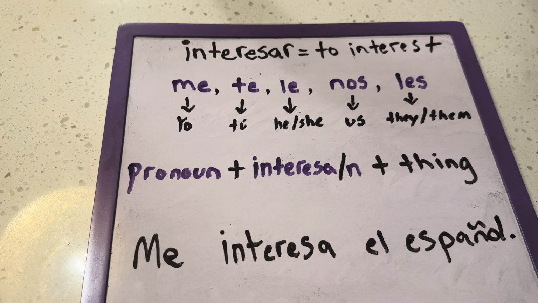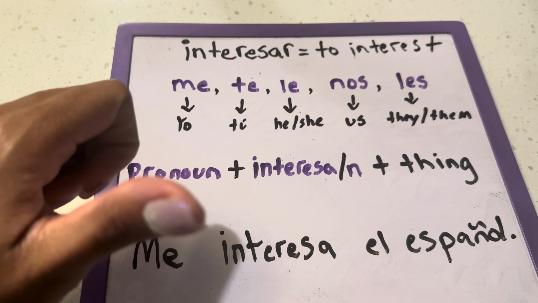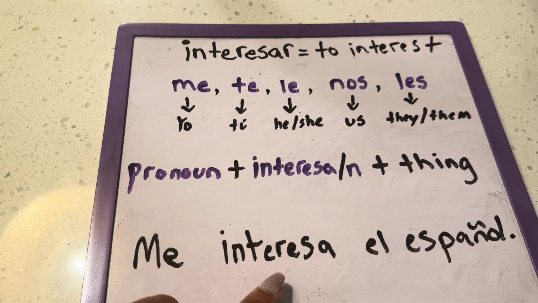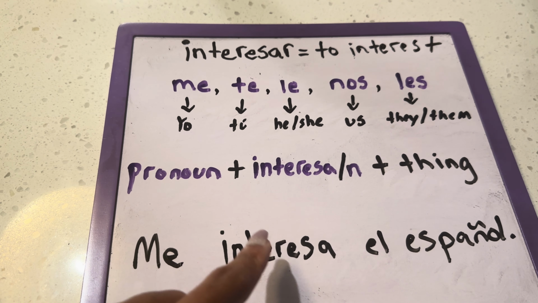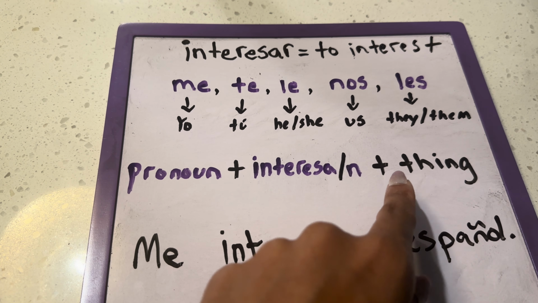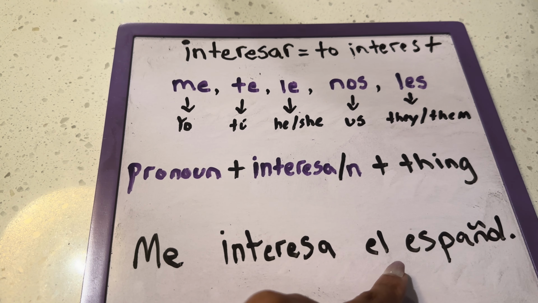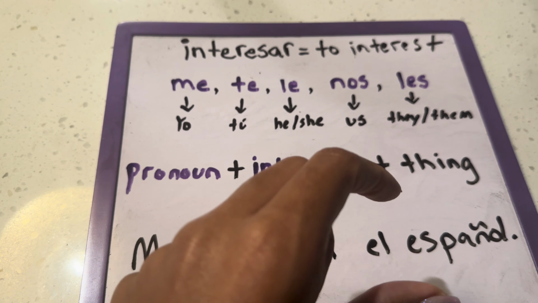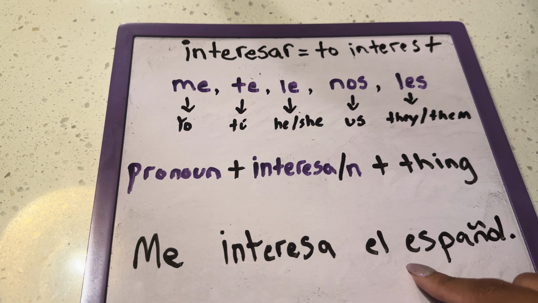So let's break it down on why this sentence says what it says. Me, because I'm talking about myself here. So we would use the yo form of the pronoun, me. Interesa, which is the next part of our equation. And then el español, which is the thing part of the equation. Now, if you look here, el español, it is one language, one concept, one thing. So that's why it is interesa, because it's literally just one thing. All right, so that's how we say, I'm interested in Spanish, or Spanish interests me, okay?